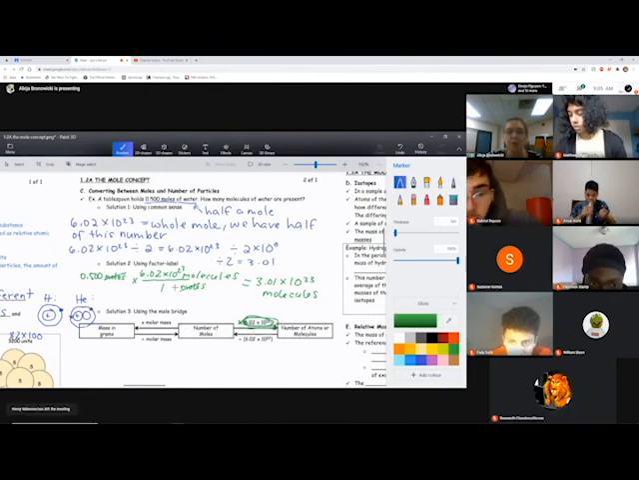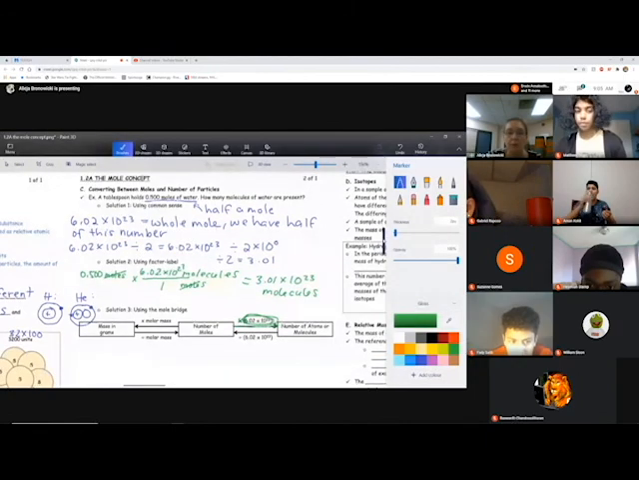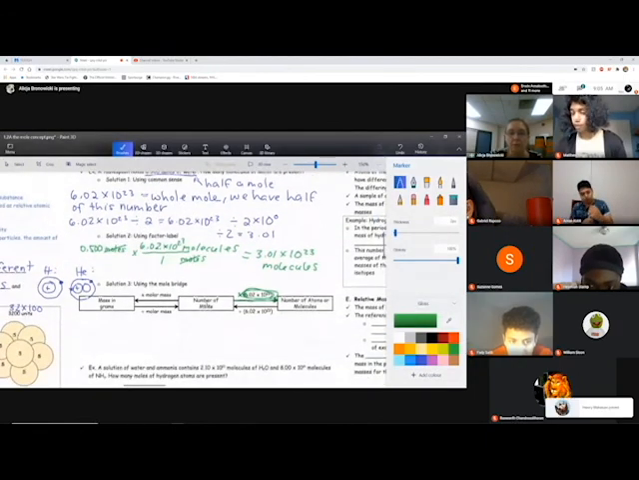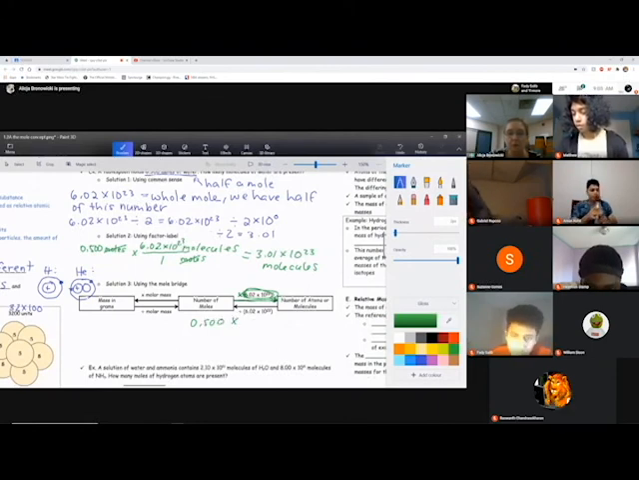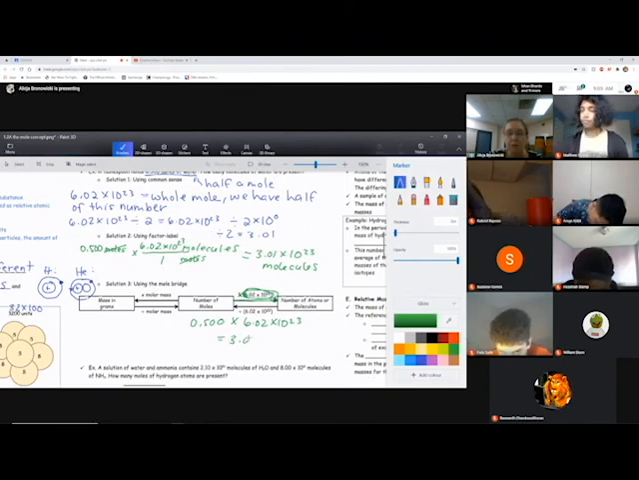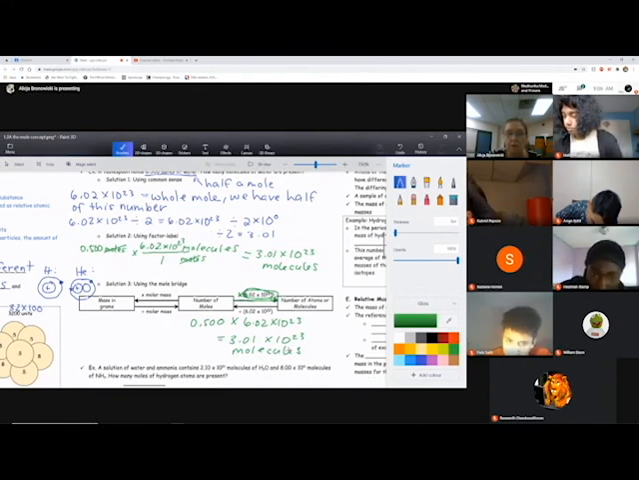This might be the easiest way for you to do this at this point. Hopefully you can work up to factor label. Okay, so I have my number of moles, 0.500, and I'm timesing it by Avogadro's number, so 6.02 times 10 to the 23. I put that into my calculator, and I get 3.01 times 10 to the 23 molecules.